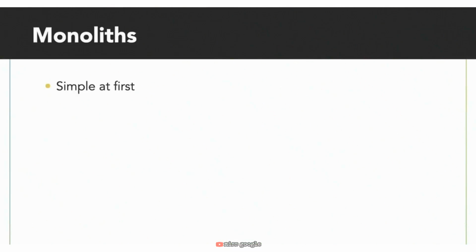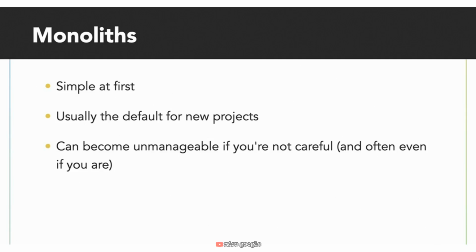Let's take a look at the benefits and drawbacks of each. So monoliths are simple at first. That's why the majority of the time, developers will start off by creating a monolith. It's just usually how it happens. Now, the thing about monoliths, as many of us have found, is that they can become unmanageable if you're not careful. And often, even if you are careful, they still become unmanageable.